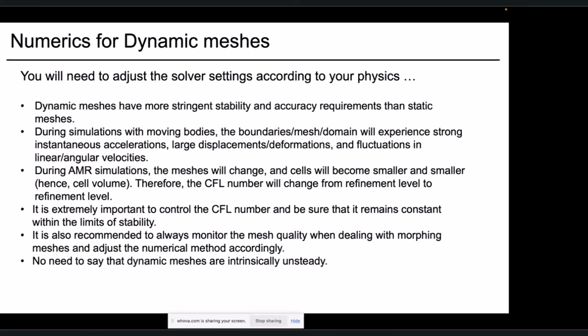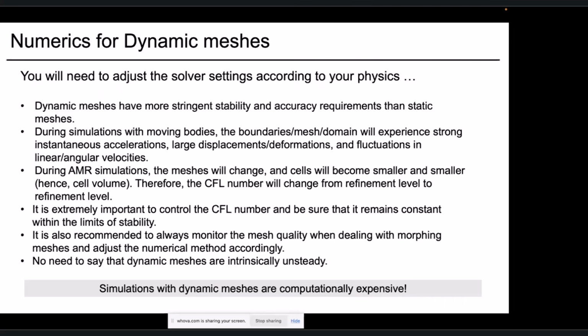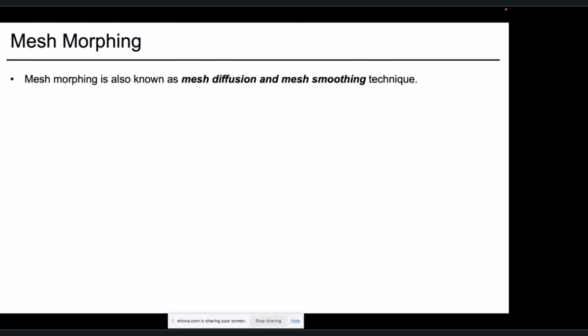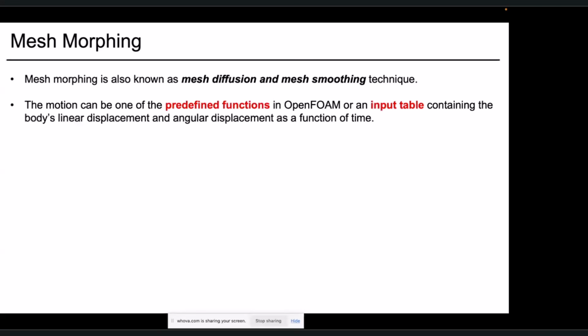All right. And it's intrinsically unsteady, so there is no question about it. And also, they are computationally very expensive. All right. So the first category that we want to discuss in detail is mesh morphing. It's also known as the mesh diffusion and mesh smoothing technique. And this motion, as I already mentioned, can be predefined functions giving you prescribed motion of the body. It can be rigid body motion, or you can also incorporate any complex kinematics of the body.